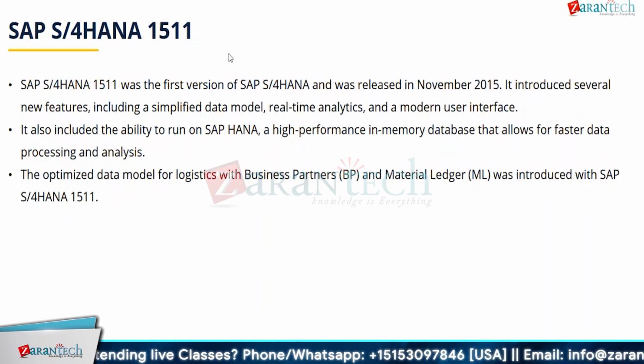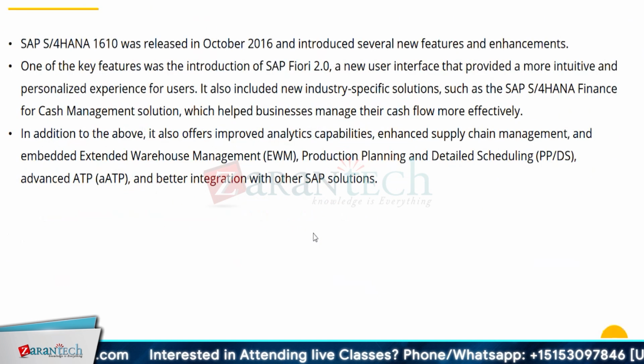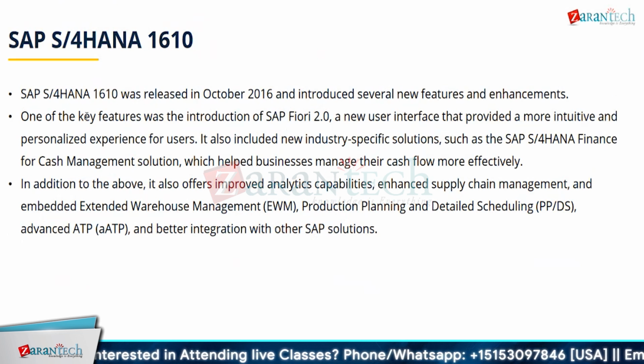Then gradually we had 1511, almost 6 months after 1503 was launched. The major part I can remember is the business partner which came in. There are still T codes which are getting obsoleted and implemented into this business partner BP T code itself, and BP is an app also now. That was the highlight of 1511. The major shift was seen in SAP S4HANA 1610, I would say.